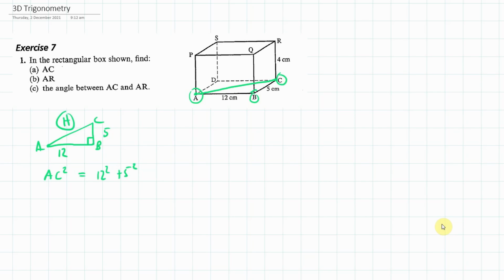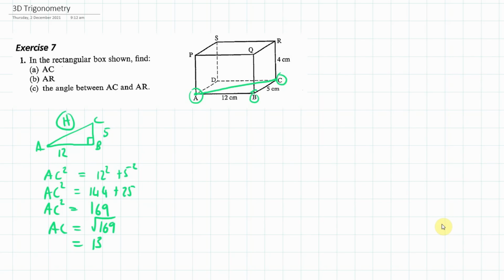Okay, so then we can find that AC squared is equal to 144 plus 25, which is 169. AC squared is 169, and AC is equal to the square root of 169, which is equal to 13. So AC is equal to 13.